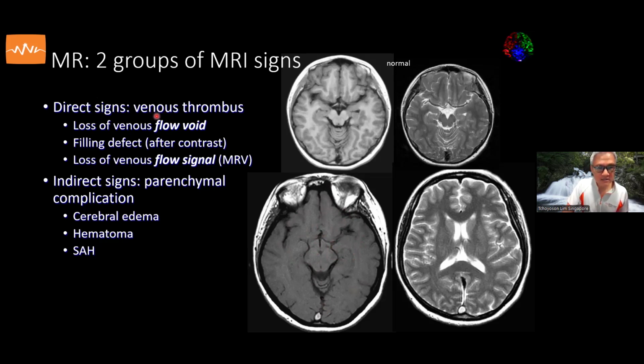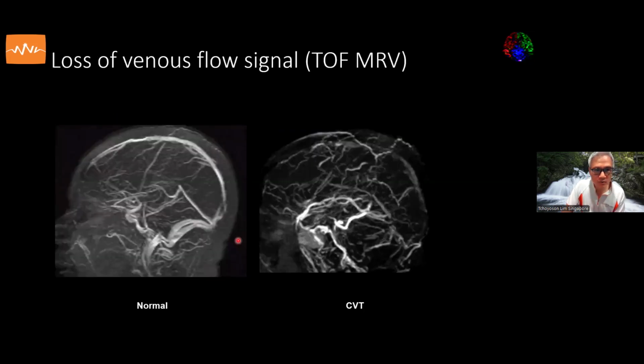So the direct signs of the thrombosed vein can be hard to see, and if we acquire MR venogram, it is much easier for us to visualize. But of course, we have to have a high index of suspicion in order to order the pulse sequence in the first place. If unchecked, the patient will develop cerebral edema and possibly hemorrhage, usually at the vertex of the head in patients with superior sagittal sinus thrombosis.